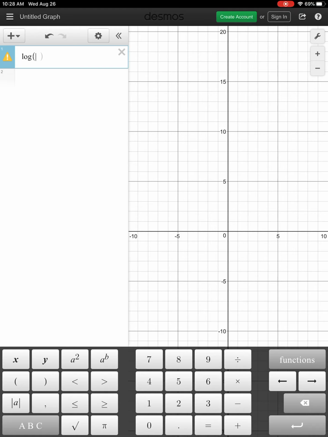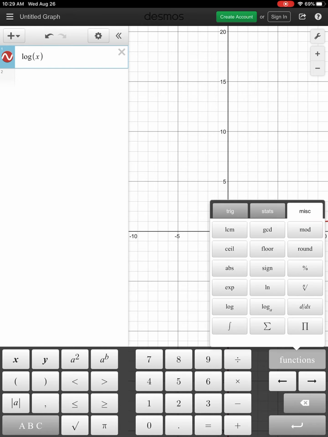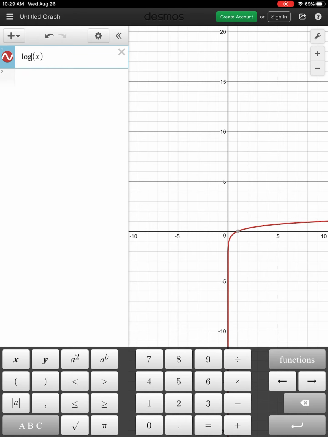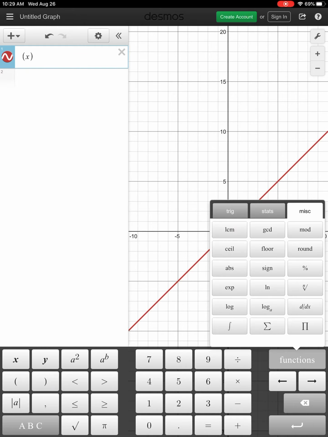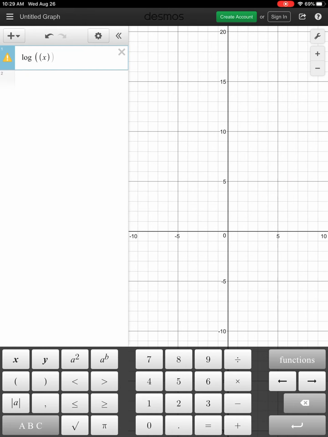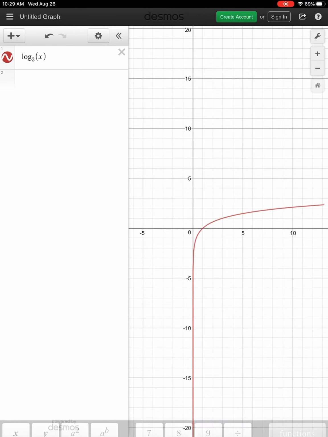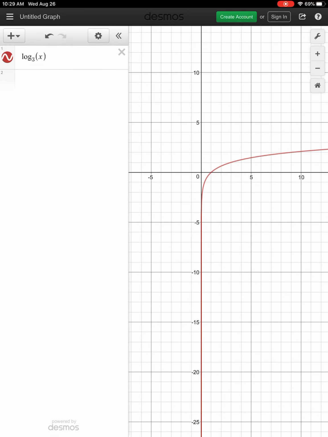And then it was of x. And I need, that's my basic log. But I do need my, oops, I did not do the right log here. Let me backspace. Functions, miscellaneous, I need the log of the base because my base was 3. Okay, let me get rid of that parenthesis. Okay, so here it is graphed.